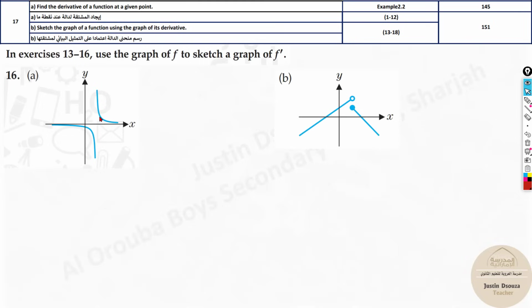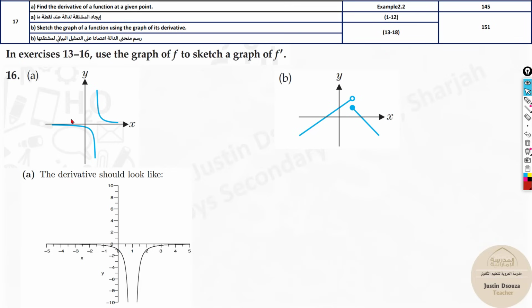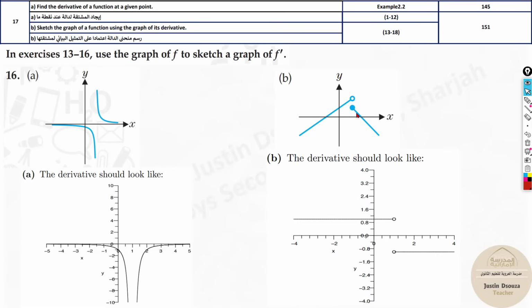And now again, same way, please do try them by yourselves and then check for the answers. Here also the same thing, what I told, decreasing, decreasing. So it'll be down. Here it's two linear functions, it'll be just two straight lines. But look at this. This is what? Increasing, decreasing. So this part is above, this part is below. I hope that is clear.